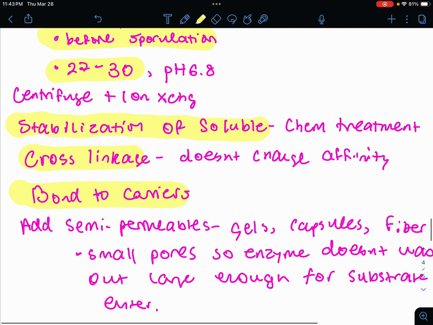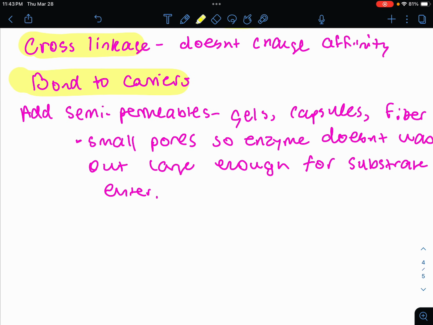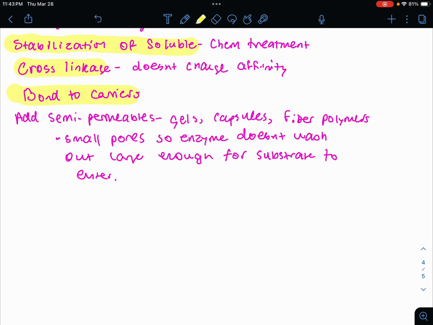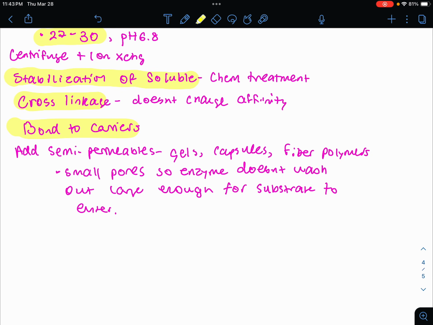Okay, how do we stabilize purified enzymes? This is very important because enzymes are unstable, so they have a limit. They have a shelf life. They could be stabilized by the addition of a chemical, so like an additive treatment. That's for soluble enzymes. You could also do cross-linkage, and you're going to cross-link enzyme molecules together, but this does not change affinity.